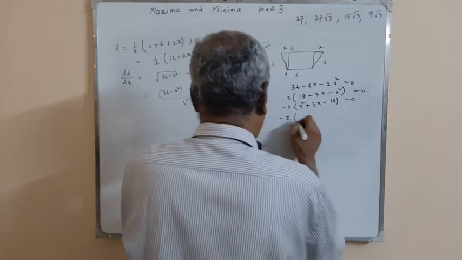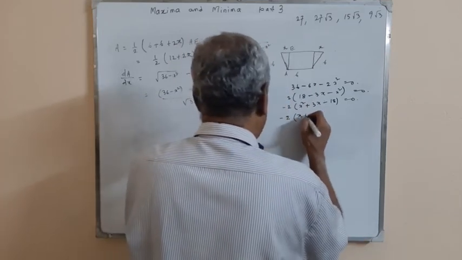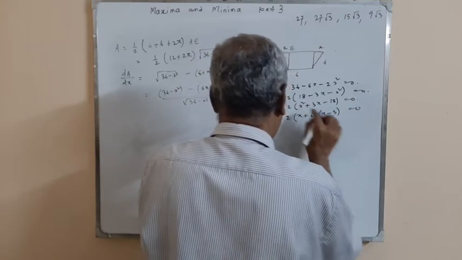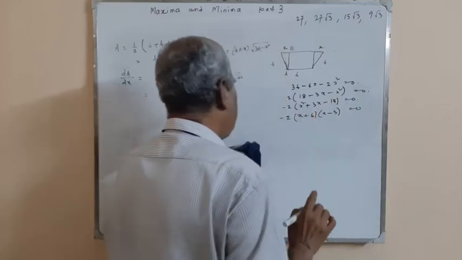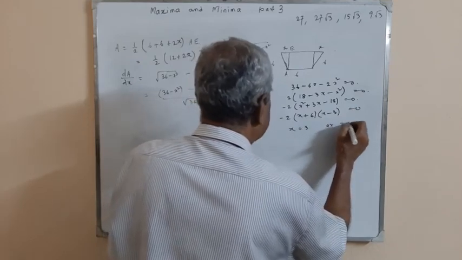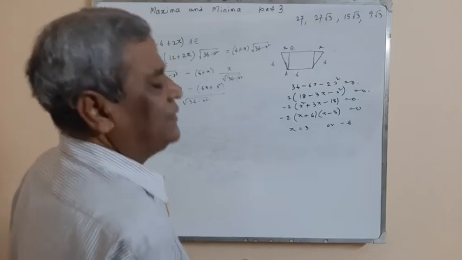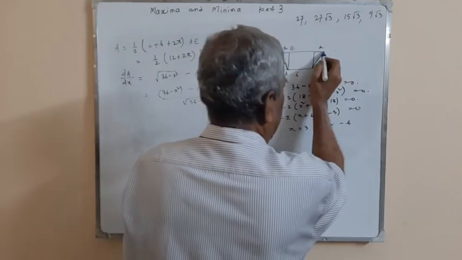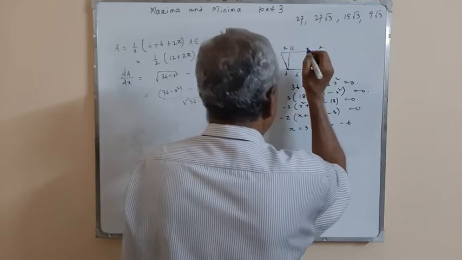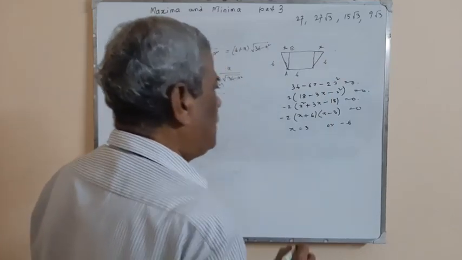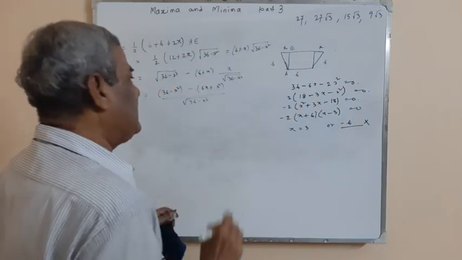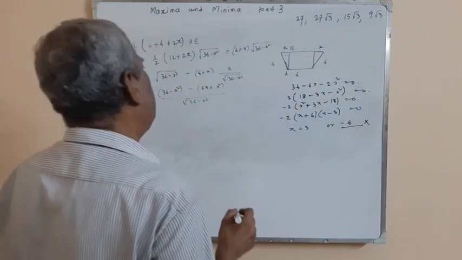So that is minus 2 into (x plus 6) into (x minus 3) is equal to 0. So either x is equal to 3 or minus 6. But if x is equal to minus 6, this length is minus 6, minus 6, minus 12, and that is minus 6, which is not possible. So this is not possible.